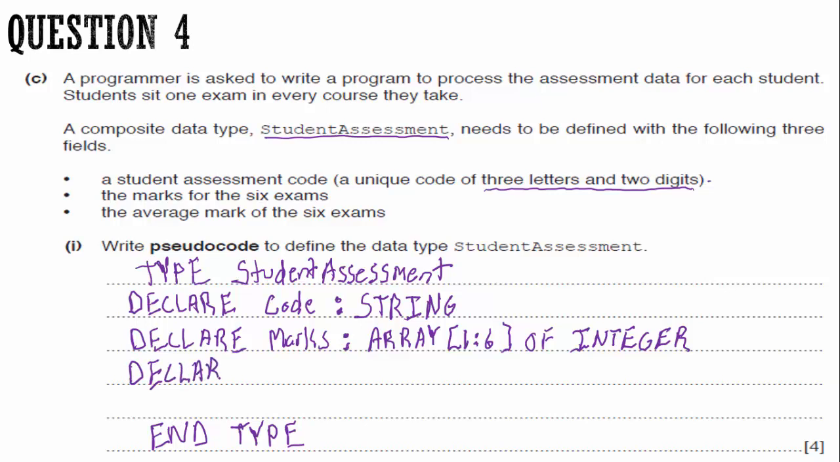So I'm just going to write declare. I'm going to do AVG mark. It says, yeah, the average mark. So I'm just going to do average mark because there's only one. And that, of course, is going to be real because we're going to be dealing with a decimal. And just like that, I got all 4 of my points. So that's it for 13.1.